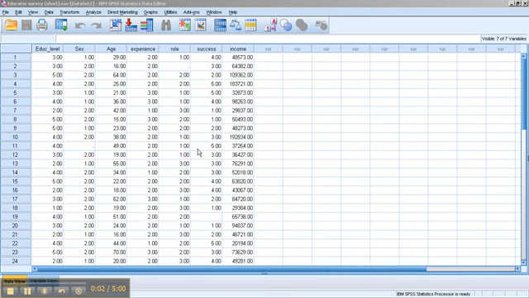In this SPSS tutorial, we're going to look at how to calculate a chi-square. If you remember, a chi-square is really the ability for us to look at the association between two variables. So let's go ahead and get started.